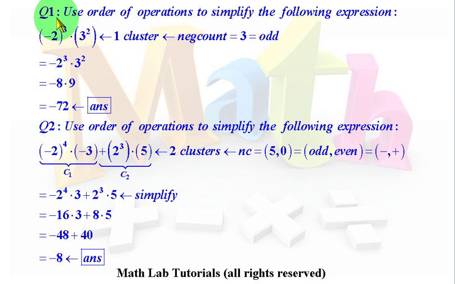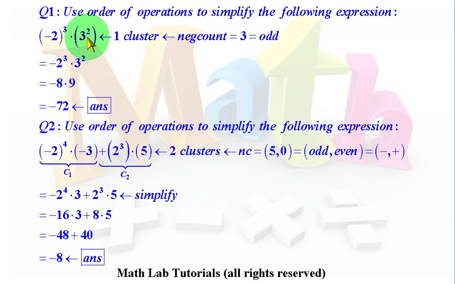Let's look at Q1. It says use order of operations to simplify the following expression. We have minus 2 to the power 3 dot 3 to the power 2. We identify one cluster. Why? Because of the dot in between. And we identify a neg count of 3. Why? Because that negative sign is right there and the count is 3.